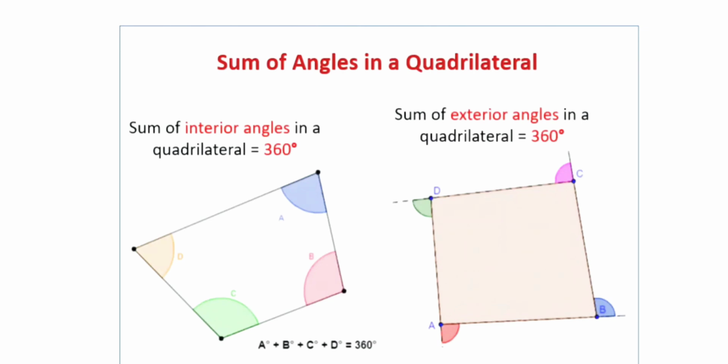Next, angle sum of a quadrilateral. The interior angle sum of a quadrilateral is 360 degrees. On the left hand side, consider A, B, C, D as the four interior angles. The summation of all four interior angles is equal to 360 degrees, and on the right hand side, A, B, C, D are the four exterior angles, so the summation is 360 degrees. This was the summary of chapter 3. Thank you.